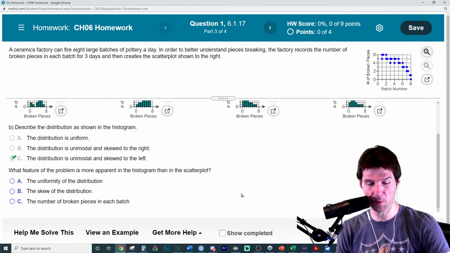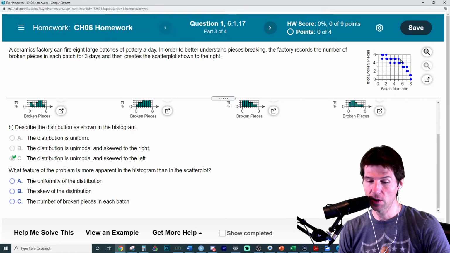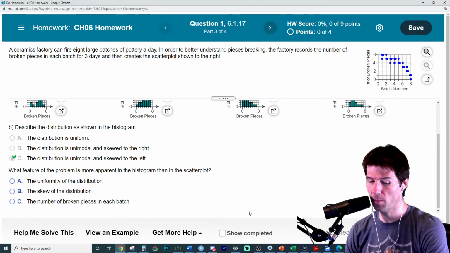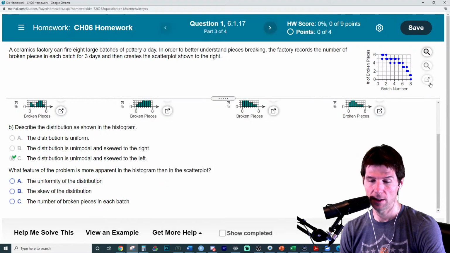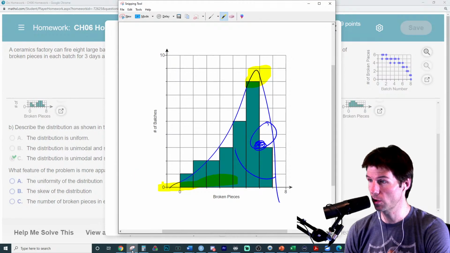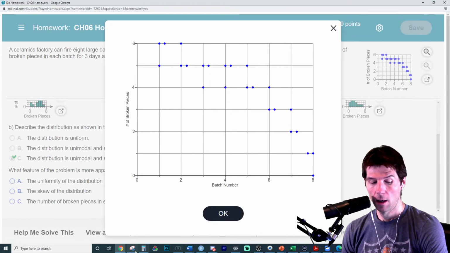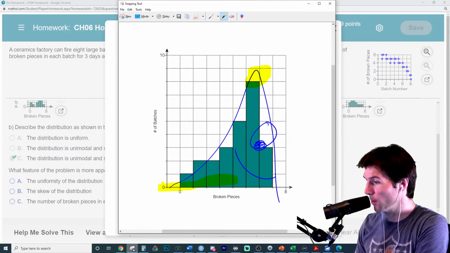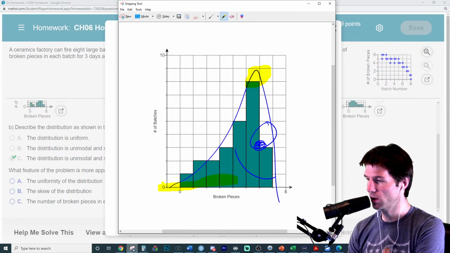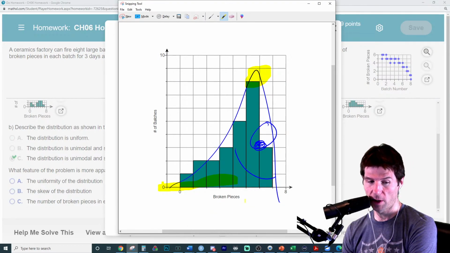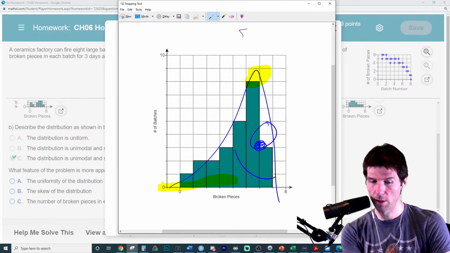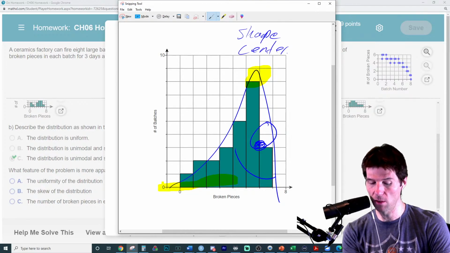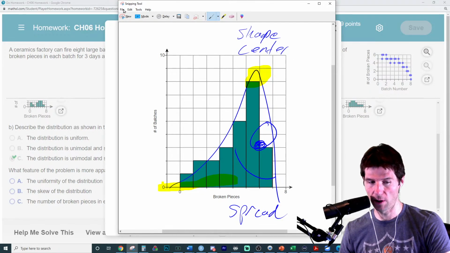What feature of the problem is more apparent in the histogram than the scatter plot? So the scatter plot's really not going to show skew. Scatter plots are going to show bivariate relationships. A histogram shows shape, center, spread. It might be more uniform. Make sure yours is the one that looks like it. This is shape, center, spread right here. Once again, histograms show shape, which we just talked about, center, which would be median because it's skewed, and spread would be IQR. That's what histograms show.